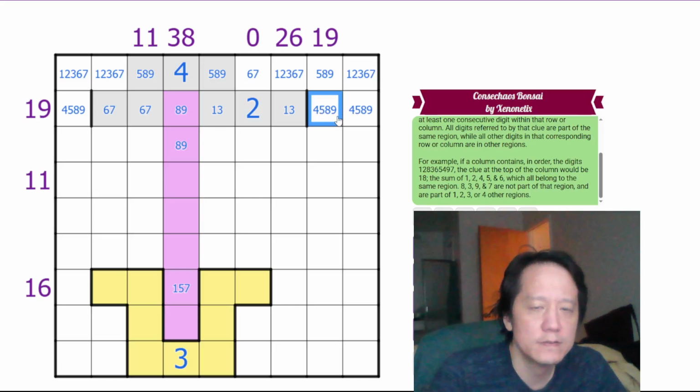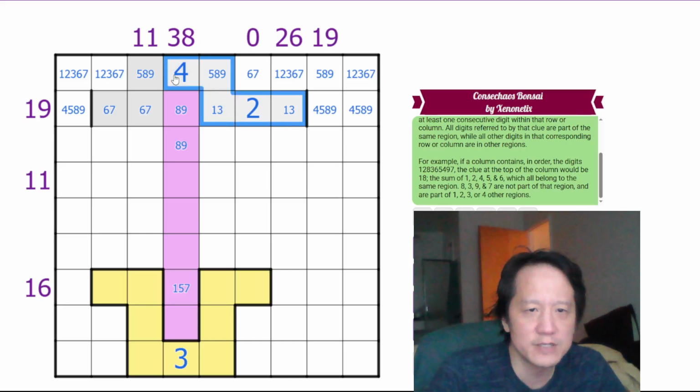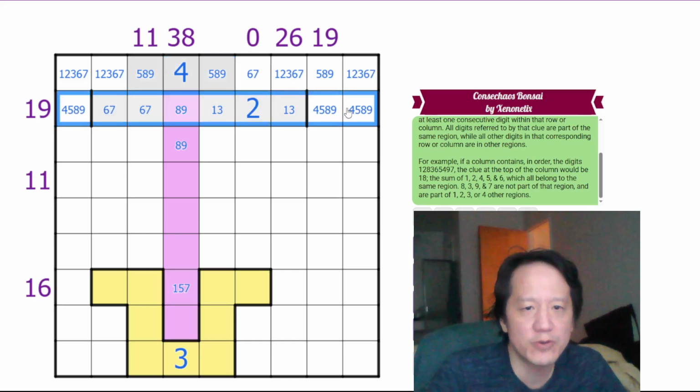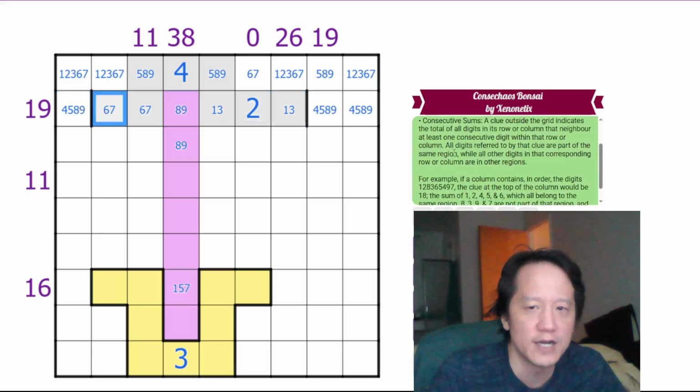Let's see. So, none of these can be part of... The last part of this region must contain 5, 8, and 9. And it can't be part of this row because of the rule, which is basically that every digit that's not consecutive with another digit has to be part of a different region. So this cannot be part of that region, and these cannot be. So we're guaranteed that the light has to be either here or here.